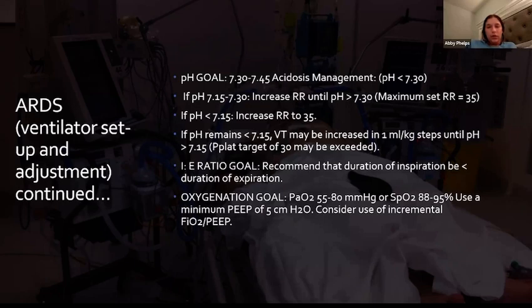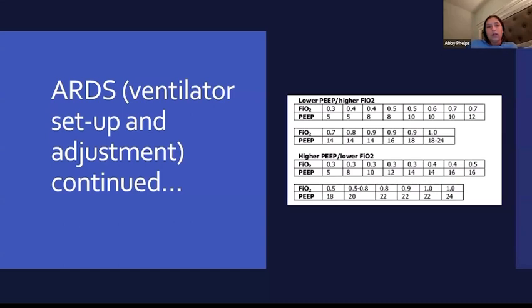And your oxygen goal, you want your PaO2 to be between 55 and 80, and then your SpO2 to be between 88 and 95, and you want to use a minimum PEEP of... And for a lot of patients that I've seen at clinical, I typically see the lower PEEP and the higher FiO2. So typically for me at least, I've seen them go more up on the FiO2 than the PEEP instead of the other way around.